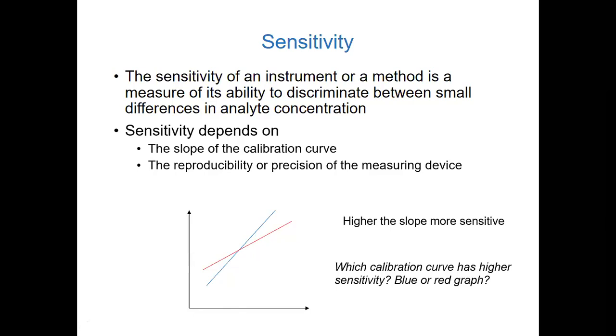When we plot the calibration curve, if the slope is high, this method is more sensitive. So in the blue and red graph, which one has higher sensitivity? Which one has high slope? The blue one has high slope, right? The slope in blue graph is higher compared to the red one. Therefore, the blue graph has high sensitivity. So that blue method has more sensitivity. So if we select a method using these two, we have to select the blue method because it has high sensitivity, right? That's how we determine the sensitivity using the slope of the calibration curve.